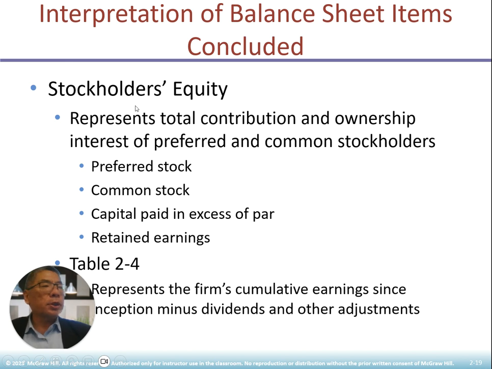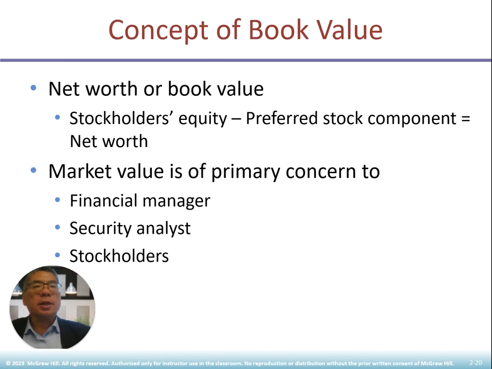Look at the stockholders' equity. It represents the total contribution of ownership interest of preferred and common stockholders, such as preferred stock, common stock, and capital in excess of par. We're going to look at Table 2 later on. It represents the cumulative earnings since inception minus dividends and other adjustments.